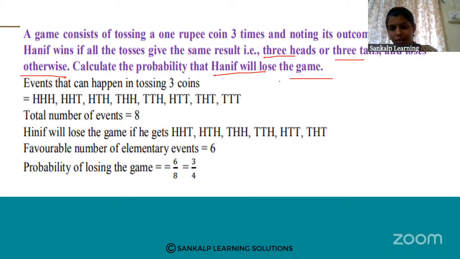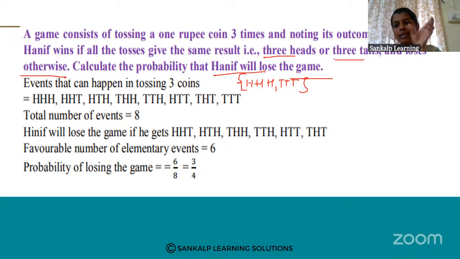Hanif will win when the tosses give the same result. That means 3 heads or 3 tails. When you get 3 heads or 3 tails, then he will win. Otherwise, he will lose the game. Calculate the probability that Hanif will lose the game.